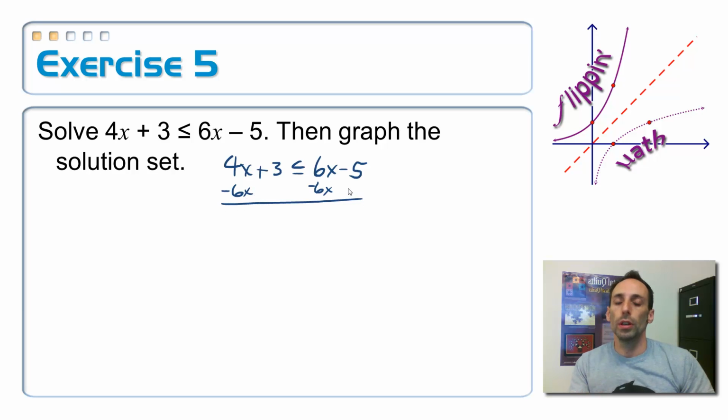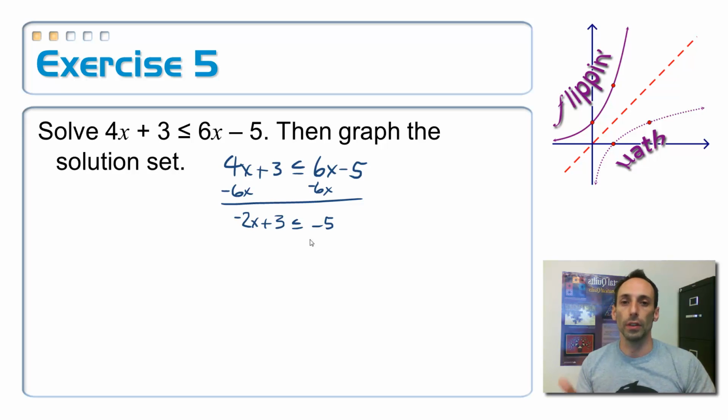Now, see what I'm doing here? If I'm solving equations in the classroom, or probably in here as we go through these videos, I'm probably not going to do those kind of steps. I'm going to do it in my head, and I would expect you to be comfortable enough with equations that you can do that too. So subtract this, I have negative 2x plus 3 is less than or equal to negative 5.